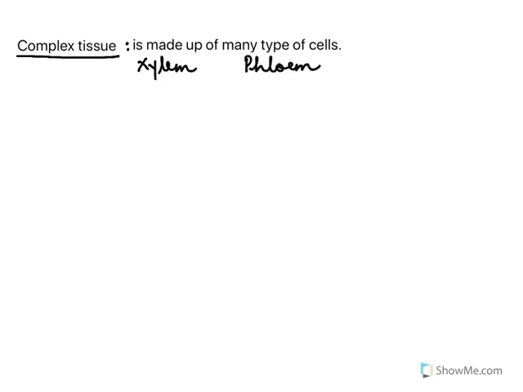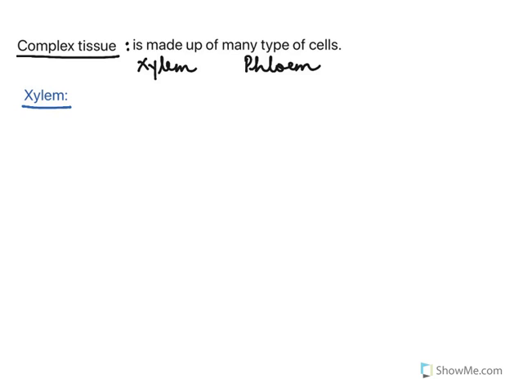Complex tissue. A tissue is said to be complex if it is made up of many types of cells. Earlier we had seen simple tissues, and simple tissues are tissues that are made up of a single type of cells. Here we are going to learn two kinds of complex tissues, and those are the xylem and phloem. Each of them, xylem and phloem, are made up of many types of cells, hence they are called complex permanent tissue. Let's first take up the xylem tissue.